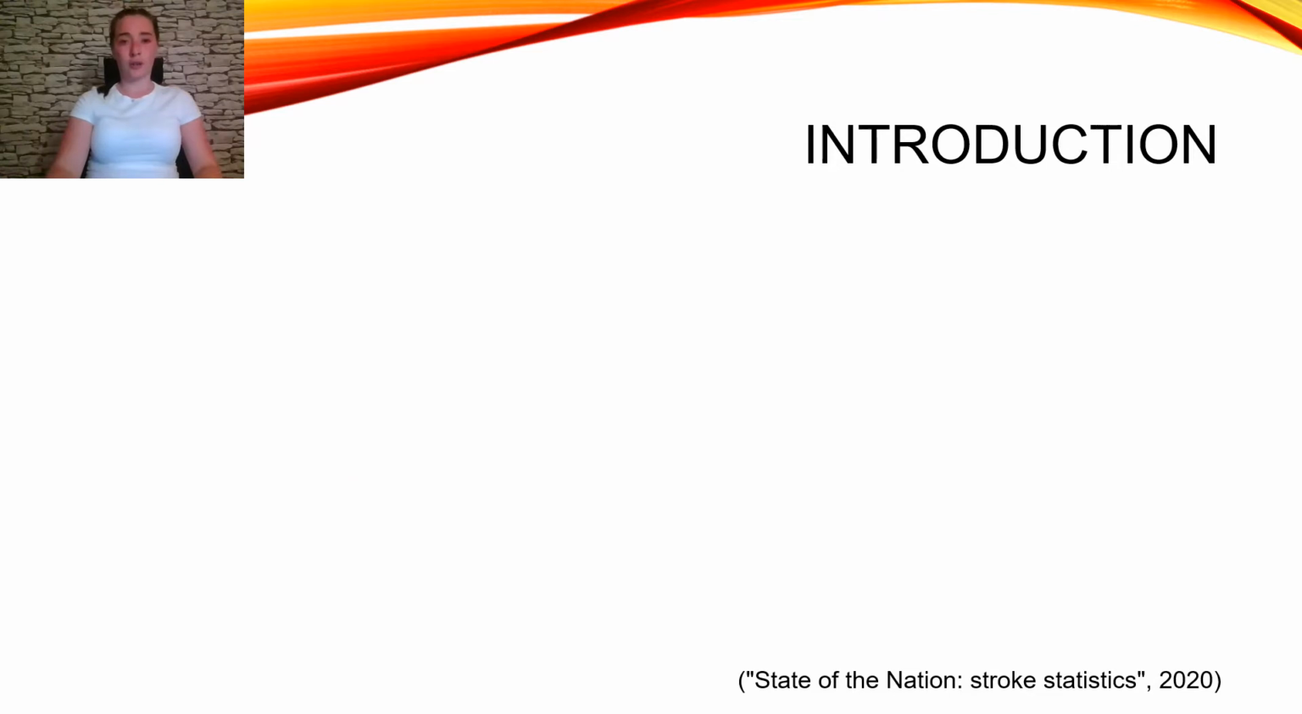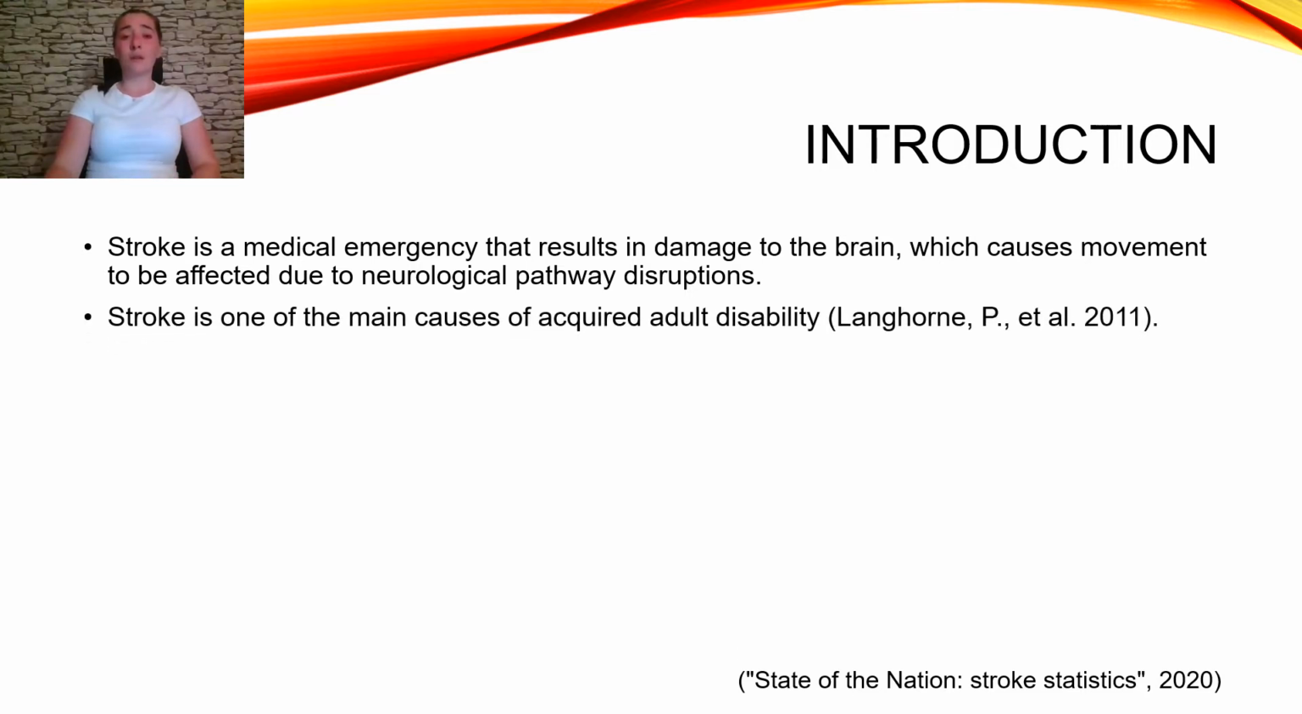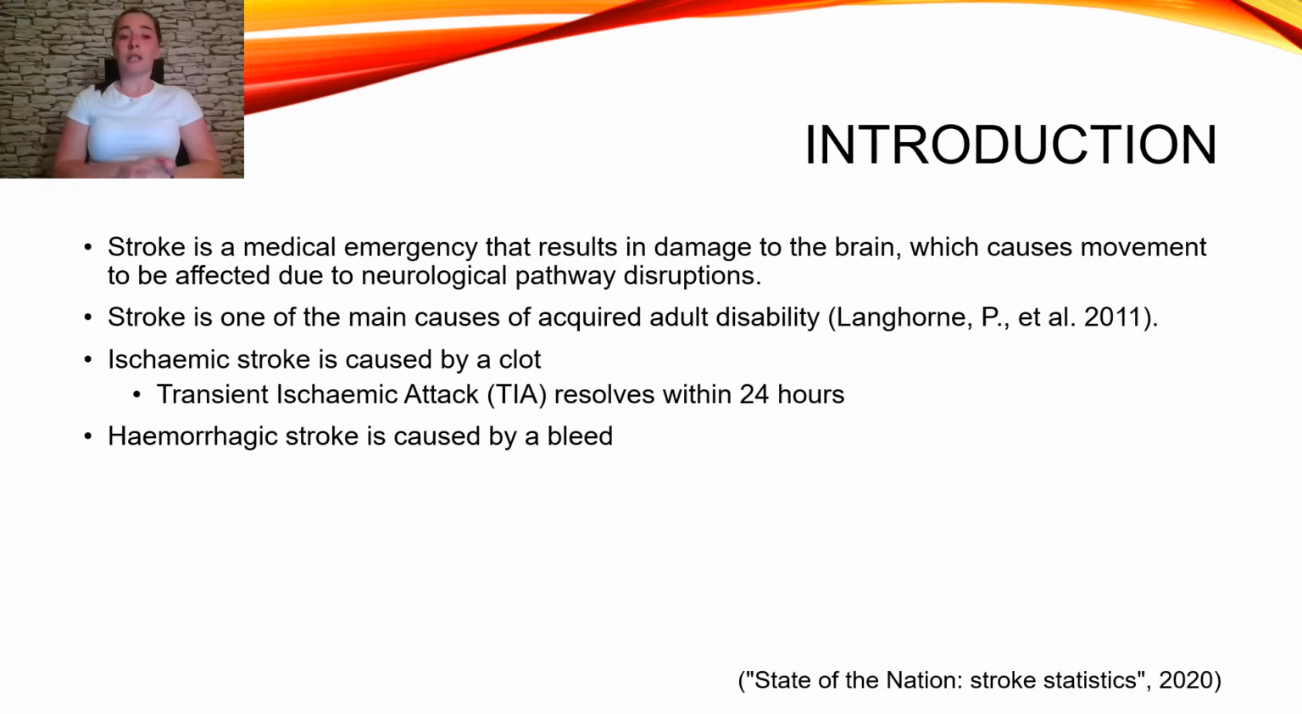So an introduction on stroke. Stroke is a medical emergency that results in damage to the brain, which causes movements to be affected due to neurological pathway disruptions. Stroke is the main cause of acquired adult disability, and there are two types of stroke. The ischemic stroke is caused by a clot, and the hemorrhagic stroke is caused by a bleed. The one that is highlighted there in the middle is a transient ischemic attack, otherwise known as TIA, but this is also known as a mini stroke, which usually resolves within 24 hours.